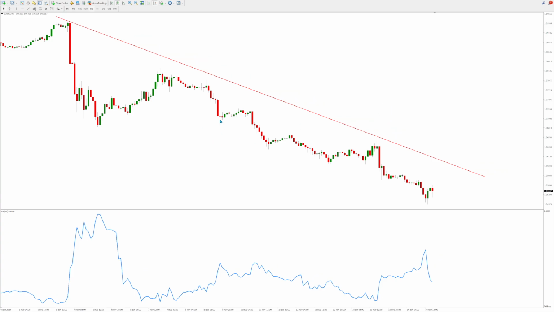Okay. So the first thing to do is identify the trend, right? We see a downtrend there, so we know we're going to sell. I'm not going to look for buy trades because we're in a downtrend. So I just need to know when to sell.